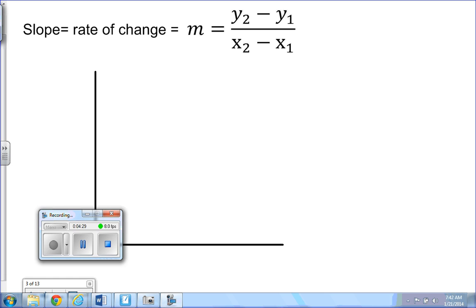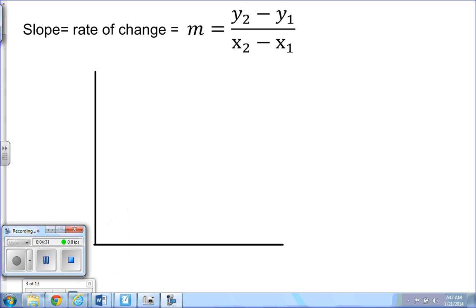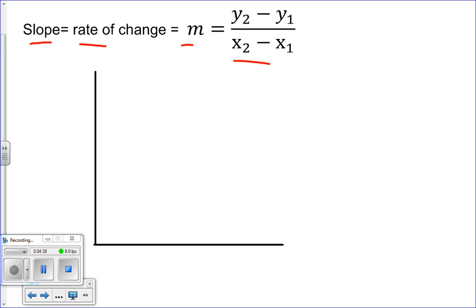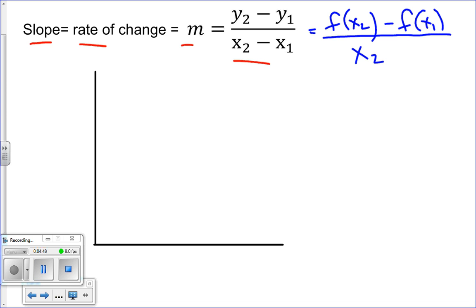All right, so the next item is let's review a little bit about slope, rate of change. This is information we've all seen. What we need to do is familiarize ourselves with the function notation. In this case, it's f of x2 minus f of x1, and we'll divide that by x2 minus x1. We're going to use this formula here in a little bit, but let's review a little bit about slope.